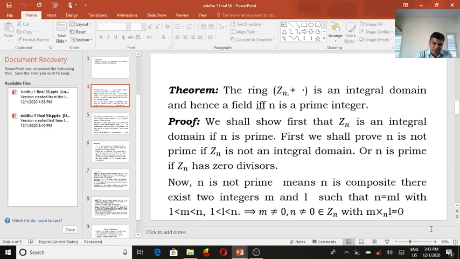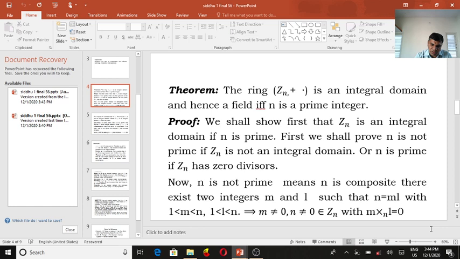For example, here 2 is the inverse of 4, and 4 is the inverse of 2. Here 2 into 4 is equal to 8. In Z7 we can write it as 1, the remainder is 1.